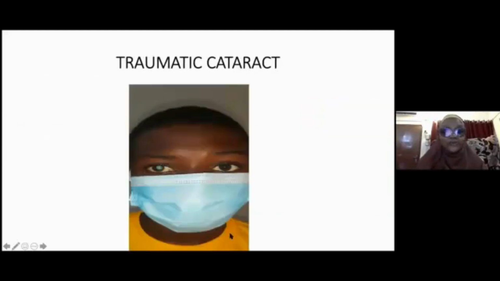Cataracts can be from injury. We said that before. So that's called a traumatic cataract. And you can see it's typical in young males, at rough play, when something hits the eye. In this case, it was a football. He was playing football when the ball hit his eye. You can clearly see that white cataract in there.